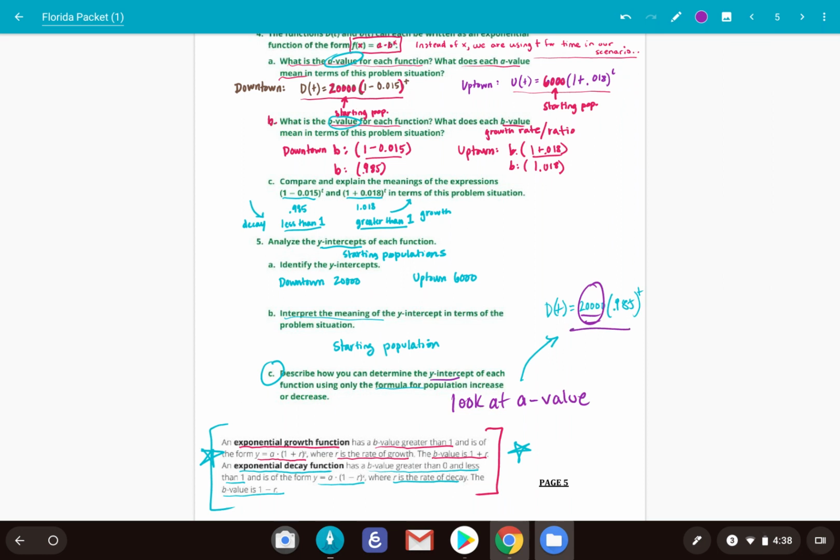And you can get a lot of information about a population just by looking at the equation that represents it. You can get the starting population, and then you can look at the b value to determine is it growth or decay. And since this is less than 1, I know that it's decreasing, it's going to go down. If it was greater than 1, I know that it would be increasing.